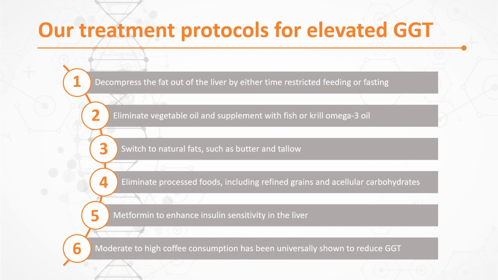The other main factor is to change the ratio of omega-6 to omega-3, and we supplement heavily with omega-3, 4 to 6 grams a day. We encourage the patient to switch to all natural fats and get away from vegetable oils altogether. We encourage the patient to eliminate all processed foods, get away from the grains, get away from acellular carbohydrates, and get away from fructose. We frequently use metformin to enhance insulin sensitivity in the liver. And we recommend coffee or caffeine consumption because we've shown that caffeine reduces GGT by reducing fatty liver.